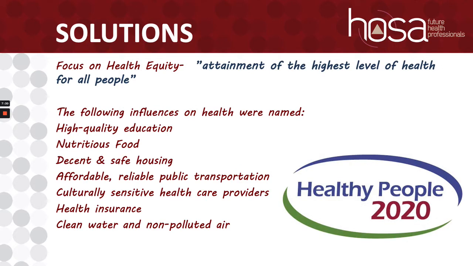The focus now is on health equity, which means the attainment of the highest level of health for all people. And the influences on health that Healthy People 2020 named include high quality education, nutritious food, decent and safe housing, affordable, reliable public transportation, culturally sensitive healthcare providers, health insurance, clean water, and non-polluted air.